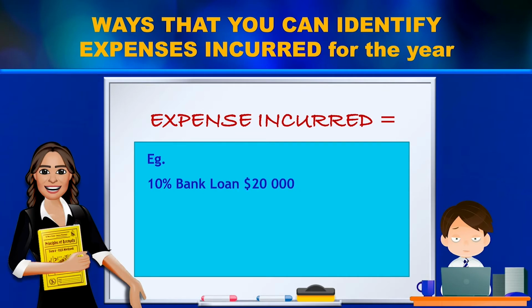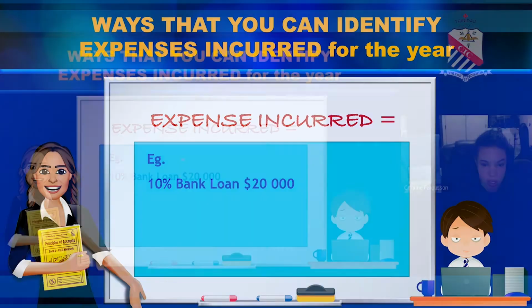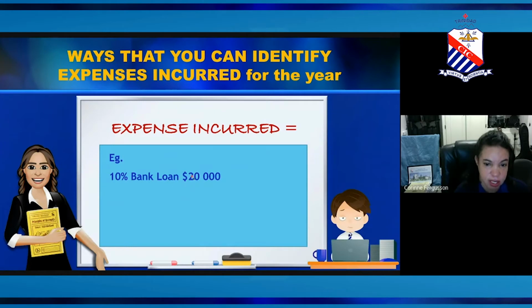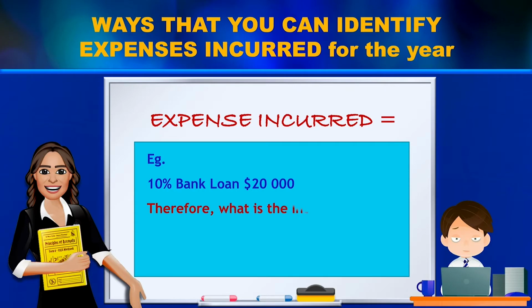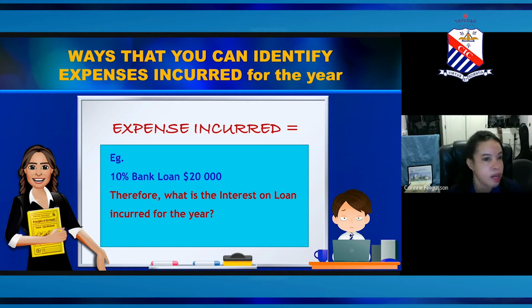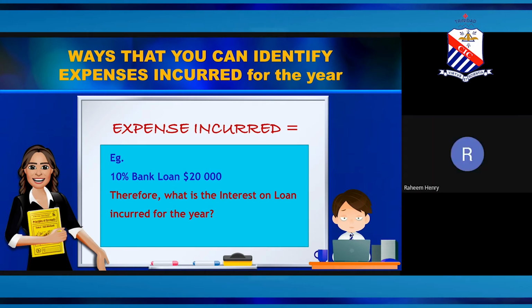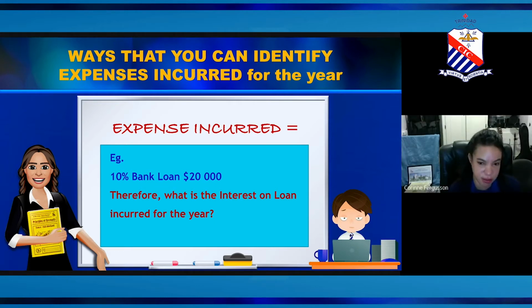All right, so this is what I was talking to you guys about. We have a 10% bank loan of $20,000. So the $20,000 is the loan or the liability. What would be the interest incurred by the end of the year, the amount of the interest on loan that will go into the income statement? I would like one of you to try, please. My brave boys. $2,000 is very correct. Excellent.